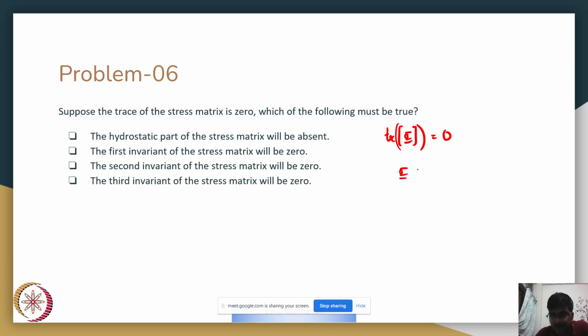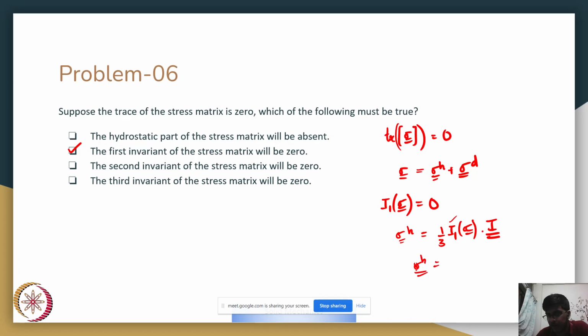The hydrostatic part will be 0. Yes, the hydrostatic part will be absent. Correct. Since the trace is 0, and trace is nothing but I1, we can say that I1 of sigma, the first invariant of sigma, is 0. And the hydrostatic part, if you remember, is nothing but 1 by 3 times I1 of sigma times the identity tensor. If this is 0, your sigma h is also 0. So the hydrostatic part is 0.